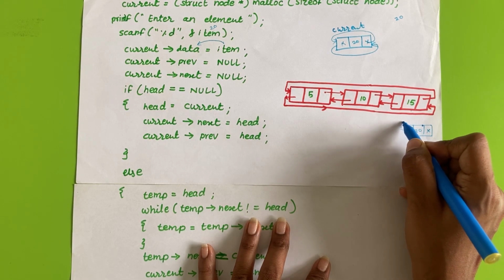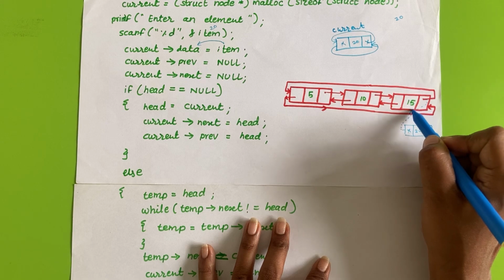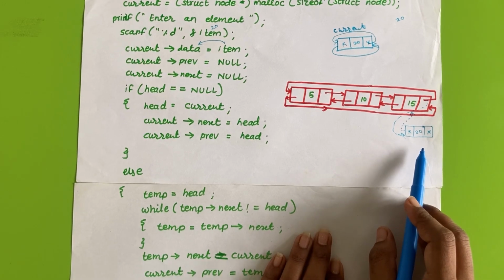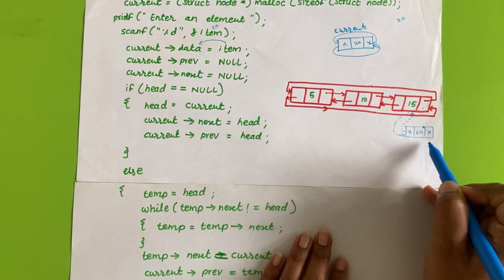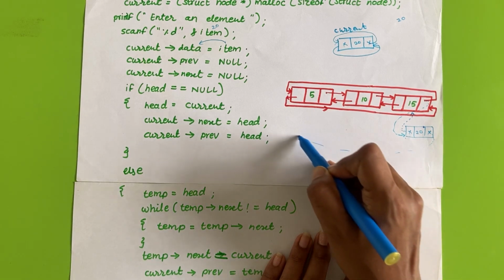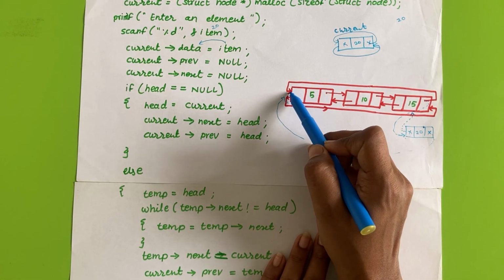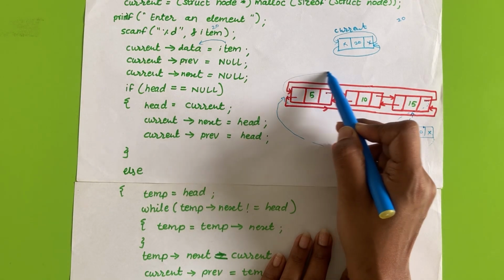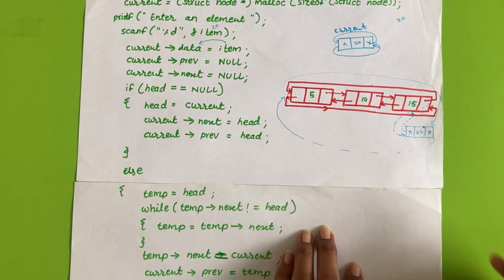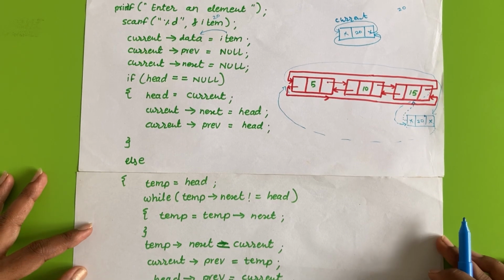Okay, so this will be like this, and this next head will point to this node. Again, if this will be the last node, then this node's previous field will get pointing to head, and this head's previous field will point to the newly added node. So we have to make these 4 changes in the address field. We will do it one by one.